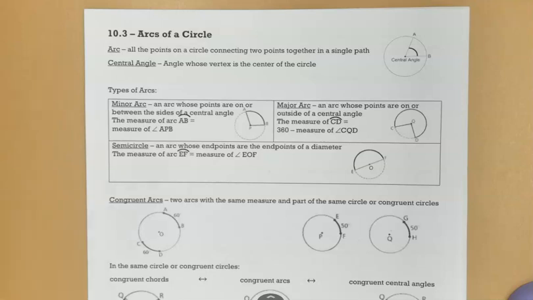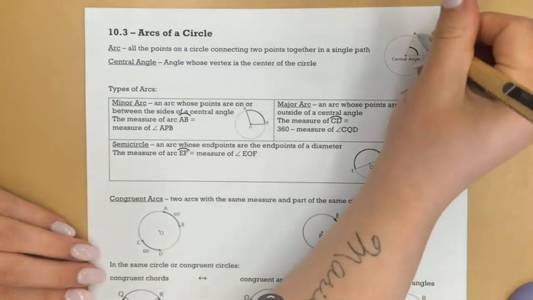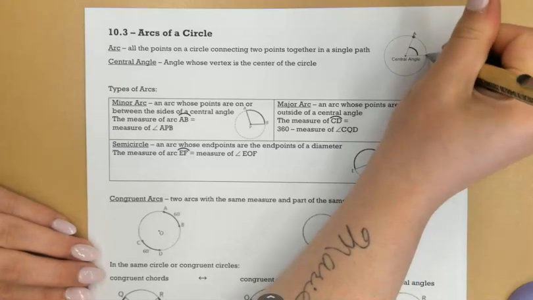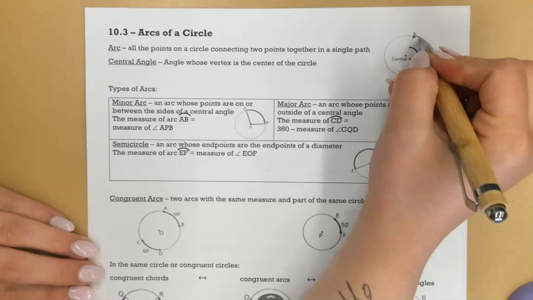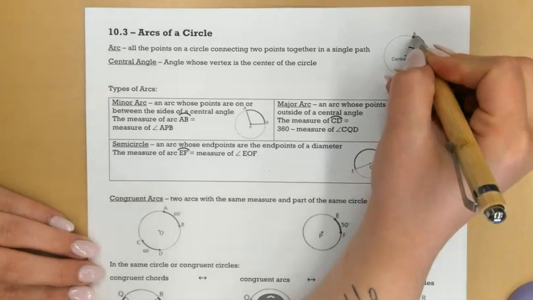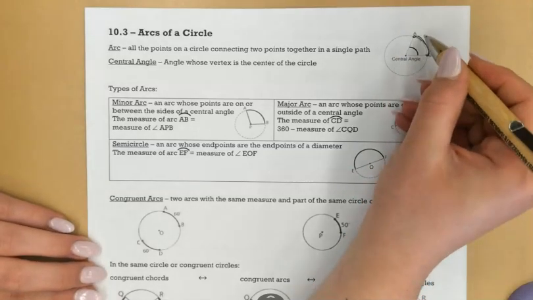All right, we are continuing this super fun chapter on circles. Today we are looking at arcs of a circle. So the way you make an arc is you get 2 points on your circle, and instead of connecting them with a chord through the circle, you follow the path along the circle, and that is what makes your arc.